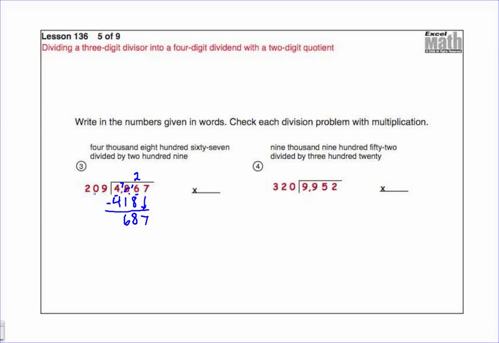Well, this is really close to 200. So 200, 400, 600. Probably going to go in 3 times, and 3 times 209 is going to be 600. 9 times 3 is 27, so 627. We get 0 and 6, so we have the remainder of 60.